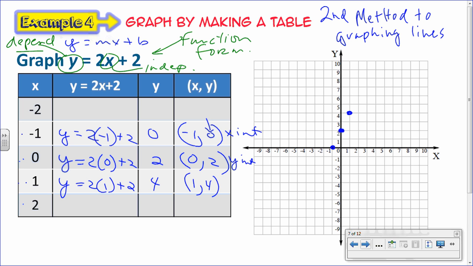Here's the third method. I'm going to give you a little bit of information on the third method. Anybody know what the slope is here? Yeah, but what else? Isn't it 2 over 1? So from here I can go up 2 and right 1, up 2, right 1, up 2, right 1. Rise over run.